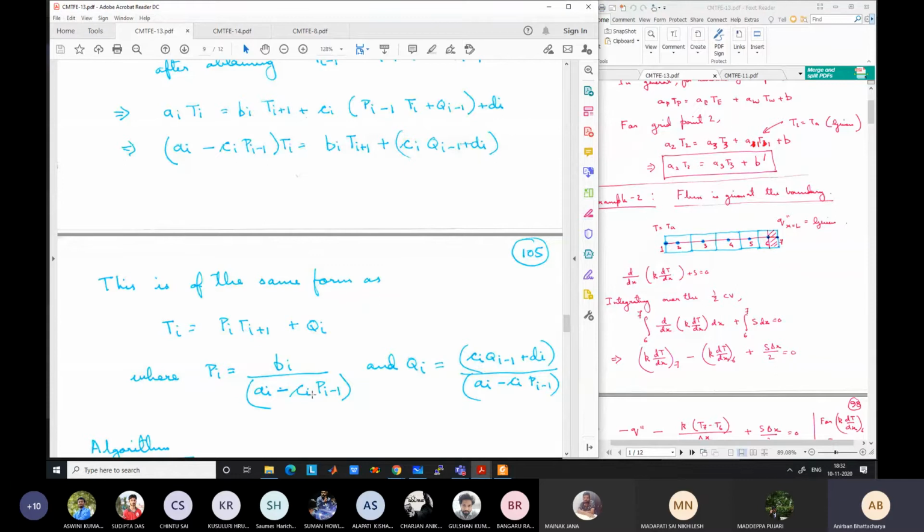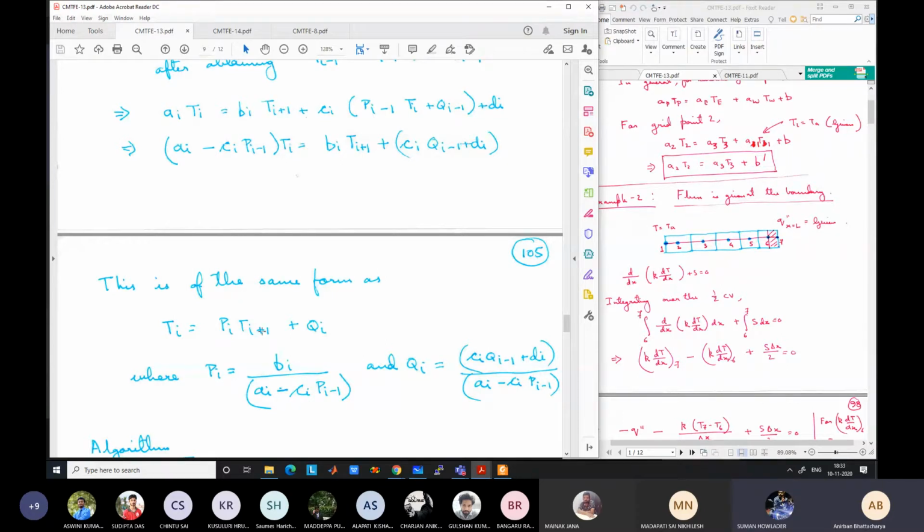So then how will Pi minus 1 and Qi minus 1 be known? Based on Pi minus 2 and Qi minus 2 values, right? Like an induction process. So once you get Pi and Qi, what will you do next? Say I have found the value of Pi and Qi based on these known values of Pi minus 1 and Qi minus 1. I will find Pi plus 1 and Qi plus 1 next.